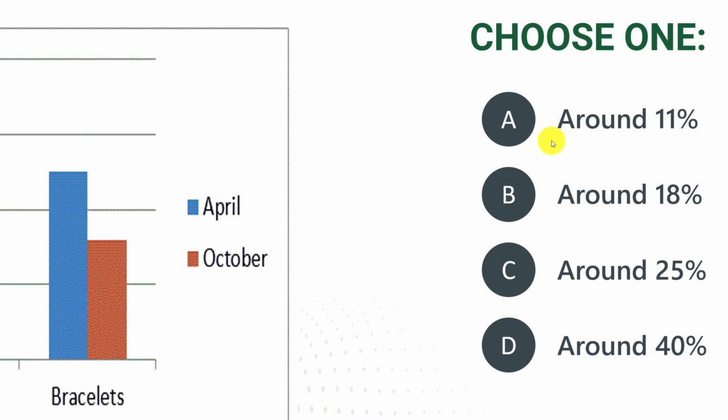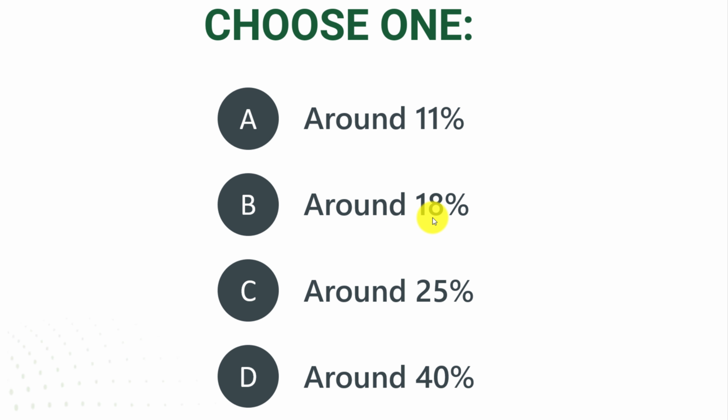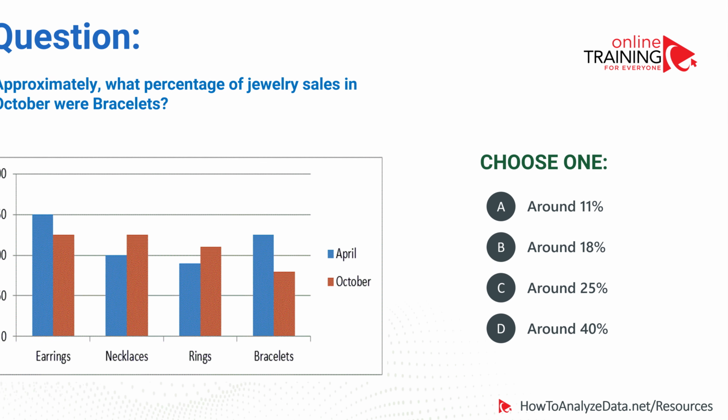You have 4 choices to answer this question. Choice A, around 11%, choice B, around 18%, choice C, around 25%, or choice D, around 40%. So how would you approach this question? Which one do you think is the right answer?